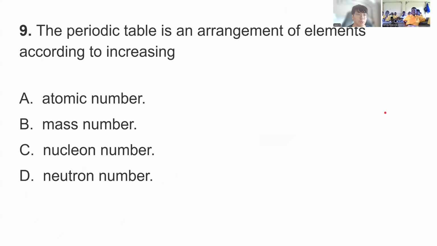Now let's move on to question 9. The periodic table is the arrangement of elements according to increasing what?